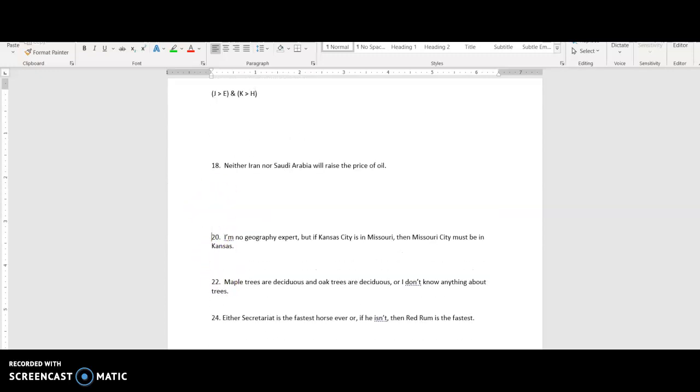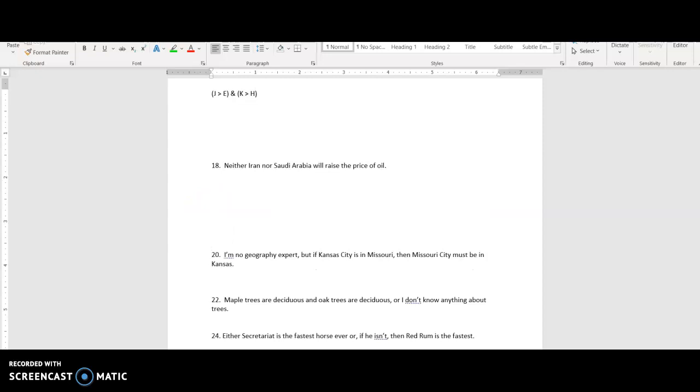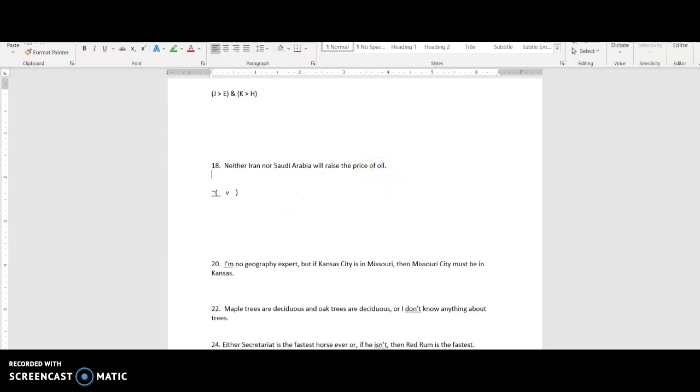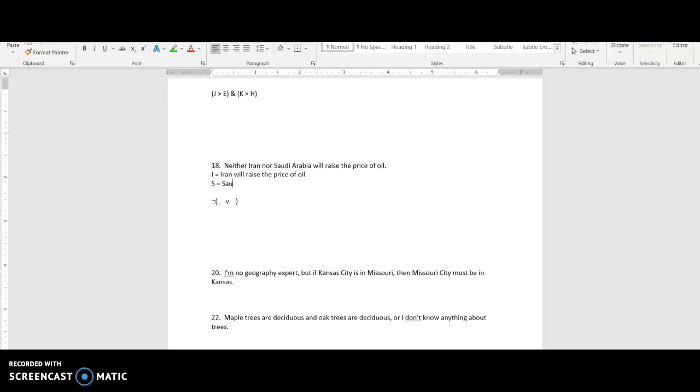All right, 18. Neither Iran nor Saudi Arabia will raise the price of oil. Again, neither nor, not either or. So I equals Iran will raise the price of oil. S equals Saudi Arabia. So we've got a pretty simple not I or S.